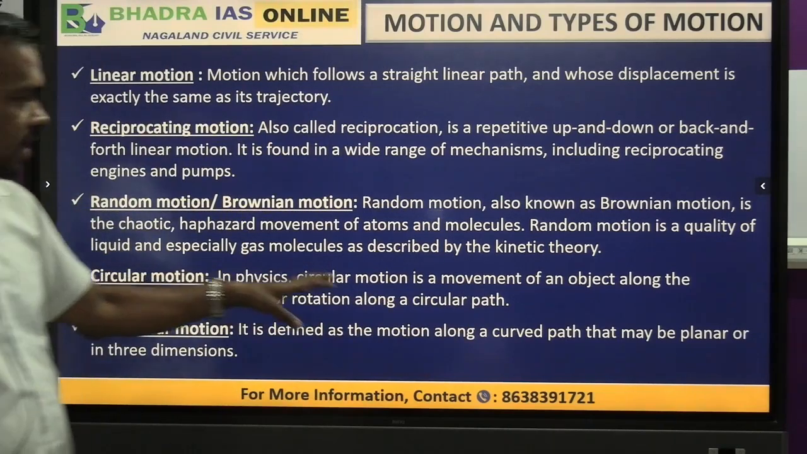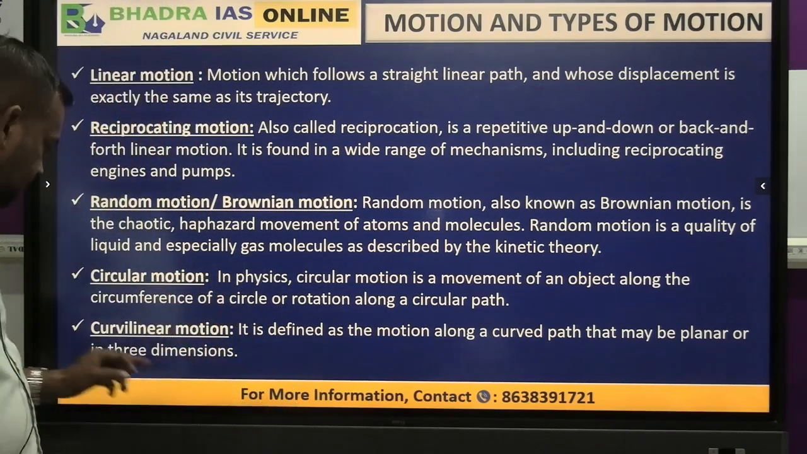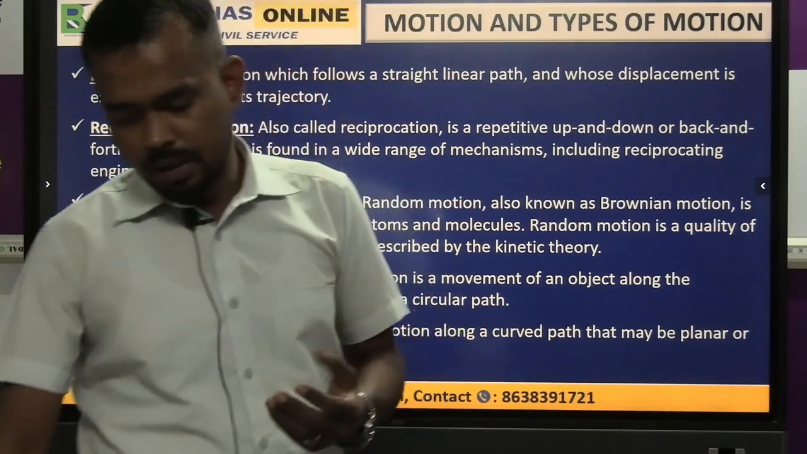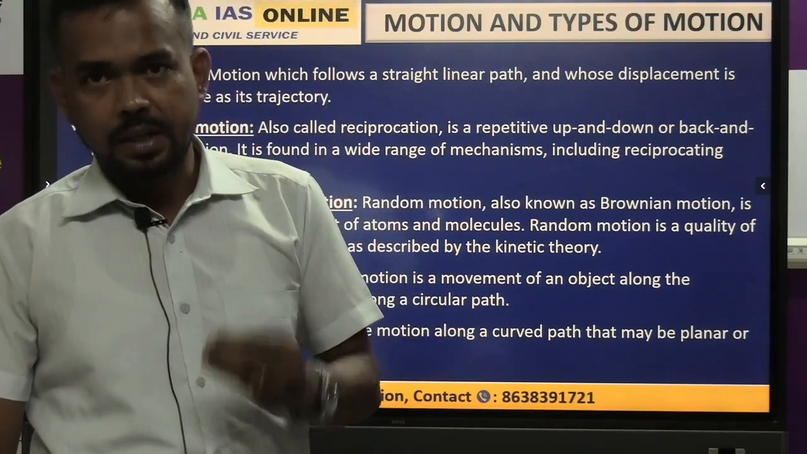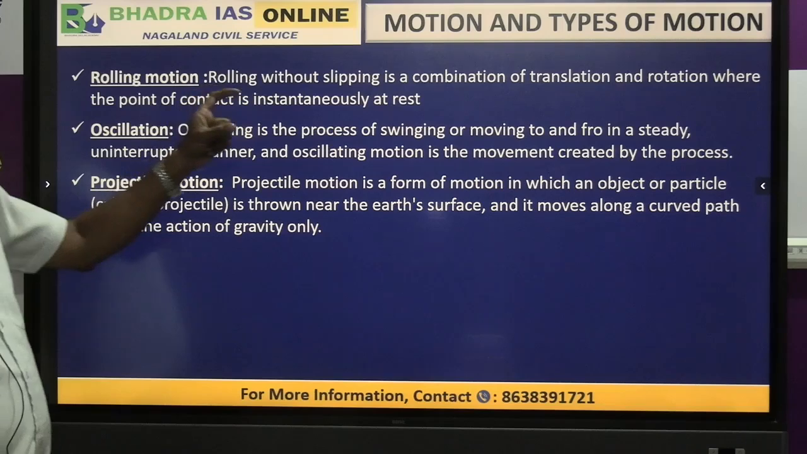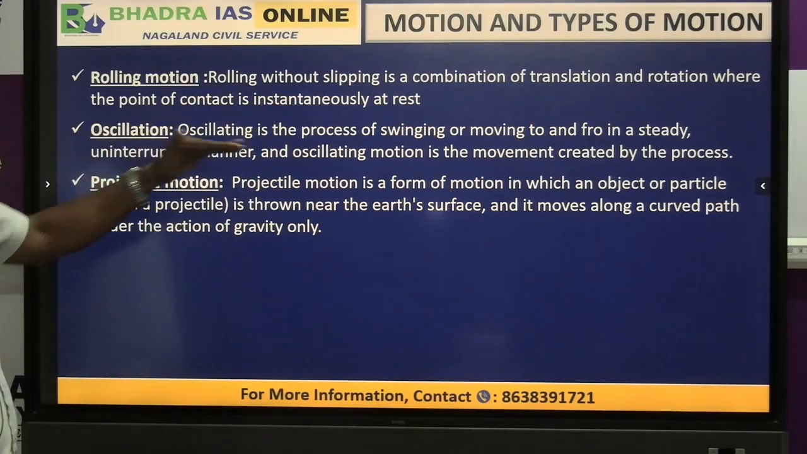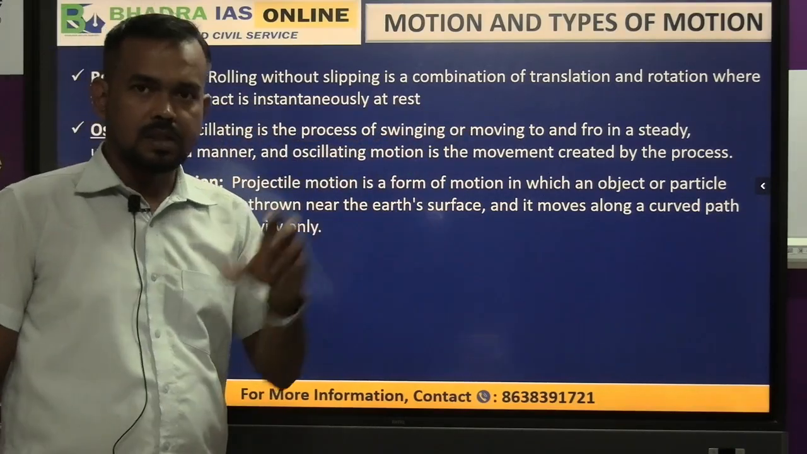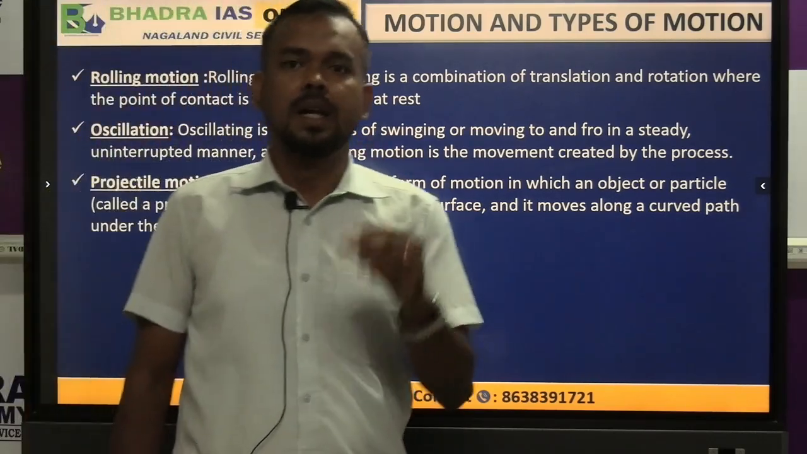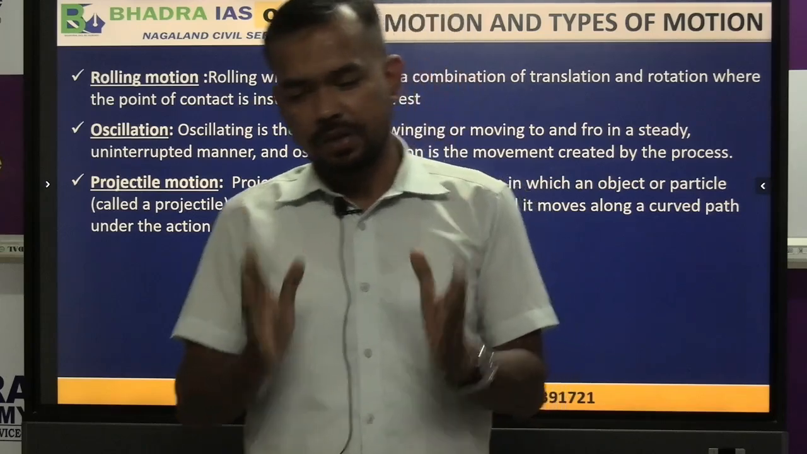Circular motion will always have a circular path, and it will rotate. Curvilinear motion is where the motion is along a curve, not around a straight line; it will always have a curved path. After that, rolling motion, where we have a rolling movement and linear movement also. Oscillation is a process of swinging from one end to another. Projectile motion is where we throw a projectile and it falls at the earth's surface or at a particular distance, having a particular trajectory.